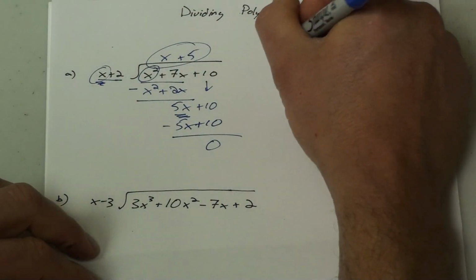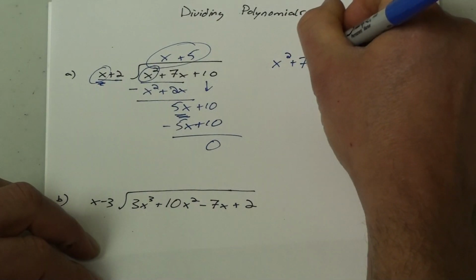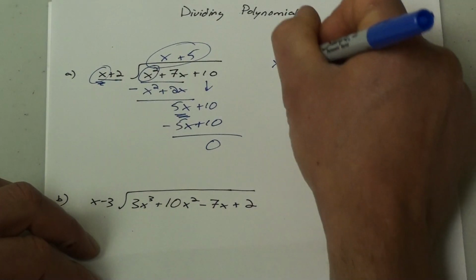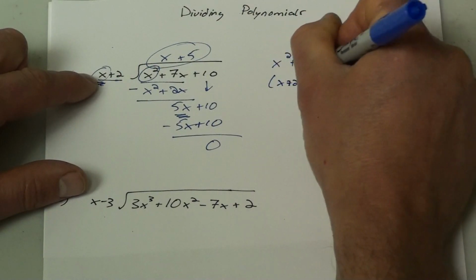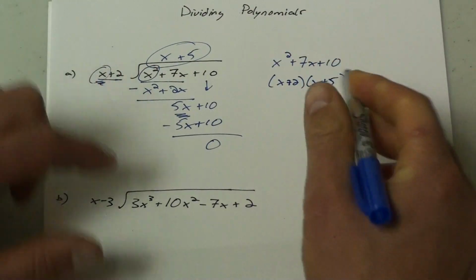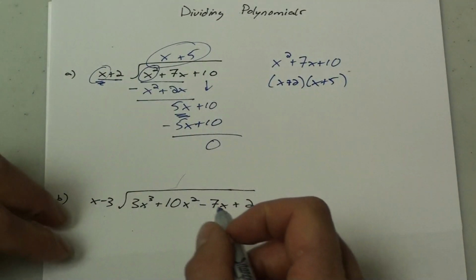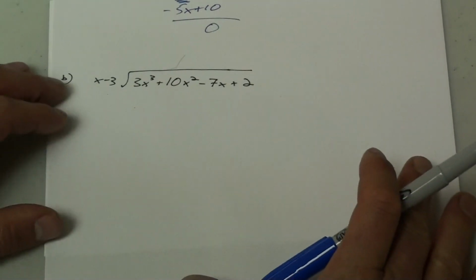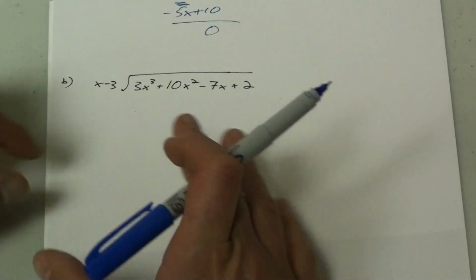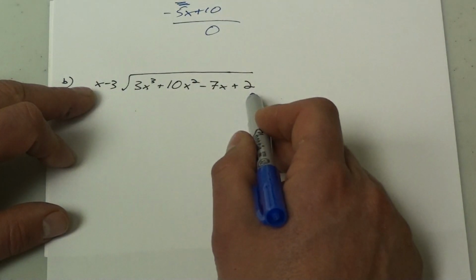Now what ends up happening is when I divide, I'm actually finding factors, because x squared plus 7x plus 10 factored is x plus 2 and x plus 5. What divides into your polynomial ends up being the factors of it, as long as it works out to have a remainder of 0. Here's another example, a little bit bigger: x minus 3 dividing into this long polynomial right here.